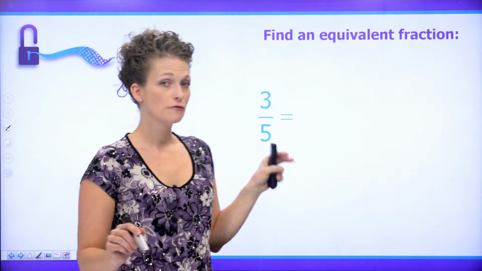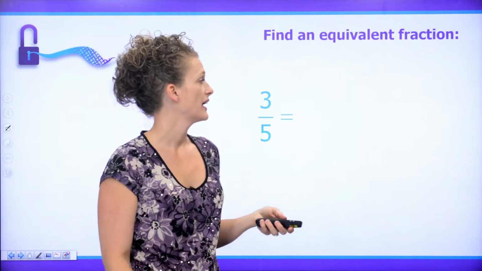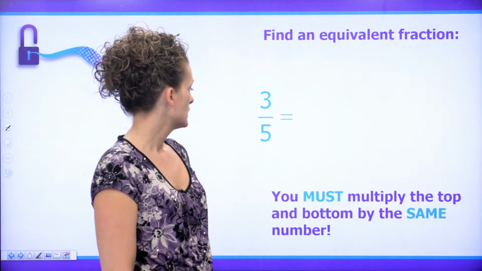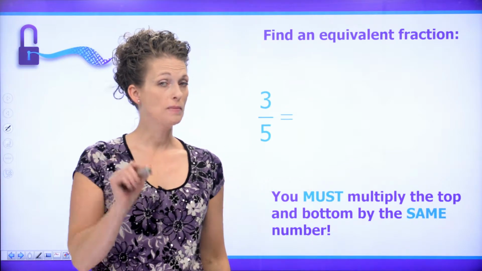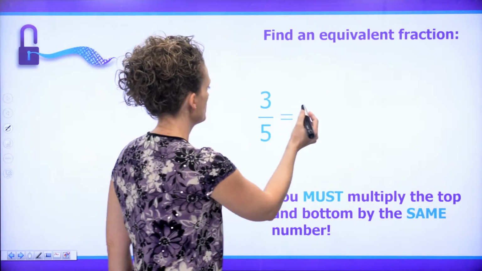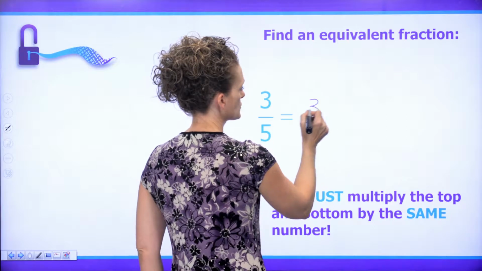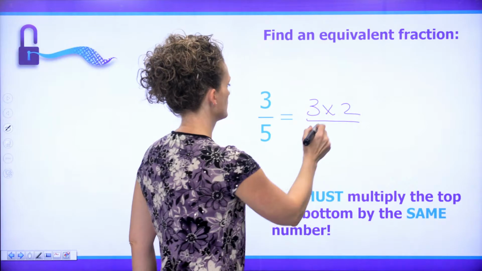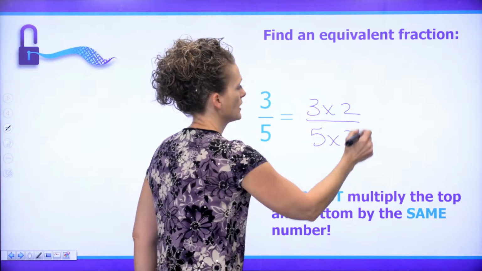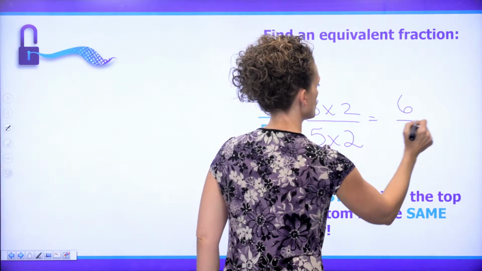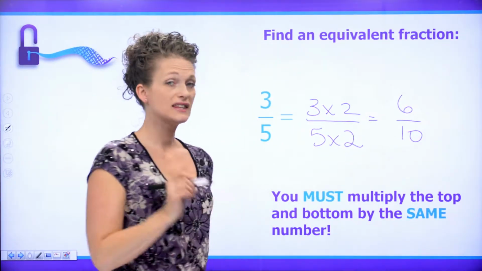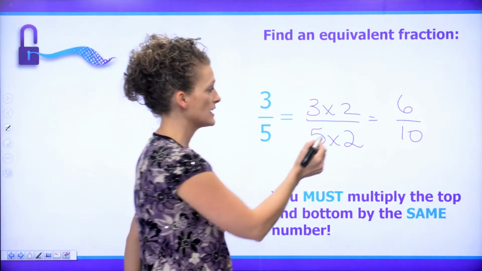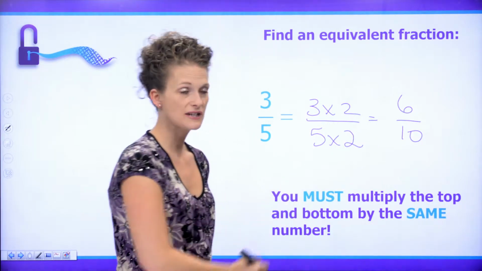This is 3/5, and we want to find an equivalent fraction. Well, how are we going to do that? Let's multiply the top and the bottom by the same number. If I multiply the top by 2, so 3 times 2, and I multiply the bottom by 2, 5 times 2, I get 6/10. So what this tells me is that 3/5 is equivalent to 6/10.